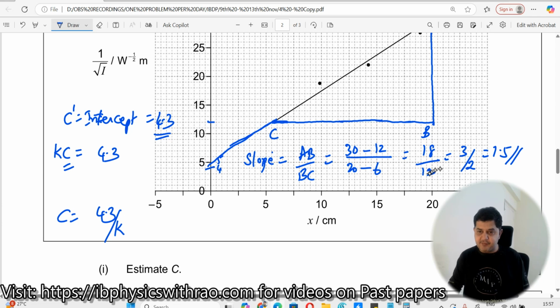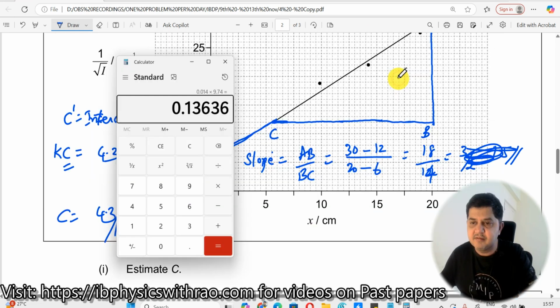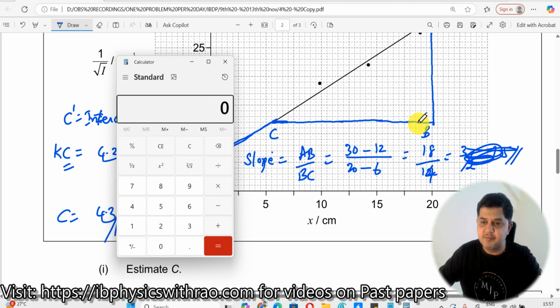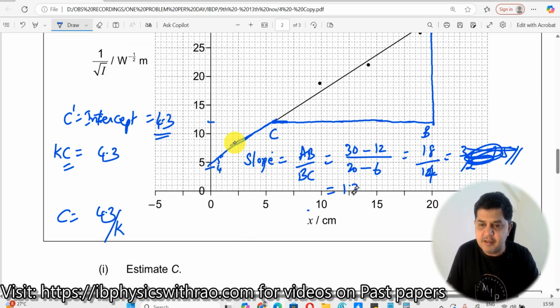Sorry, 20 minus 4, right? 4, sorry. It will not be 1.5. Let me redo this calculation. It should be 18 divided by 14, which is 1.2857, 1.286. The unit here is watt per centimeter, in the numerator and the denominator. Let me write it down.